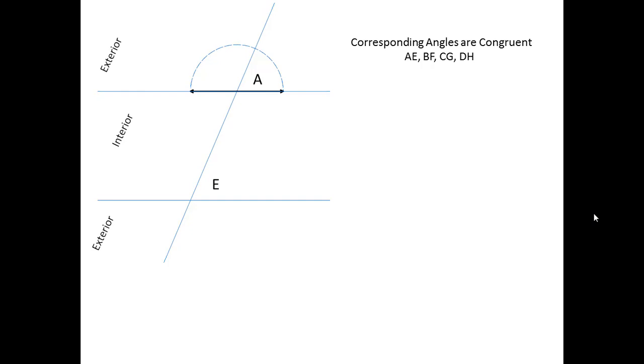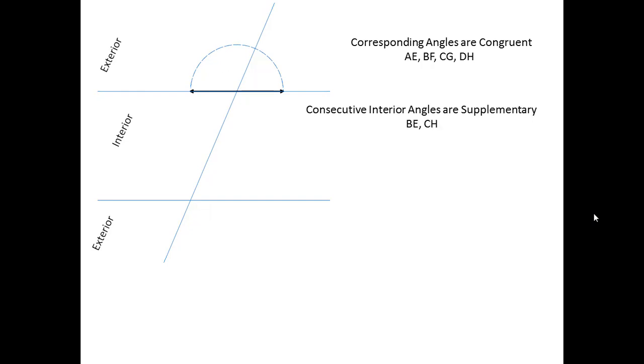A and E are corresponding angles and are congruent. B and F are corresponding angles and are congruent. C and G are corresponding angles and are congruent. D and H are corresponding angles and are congruent. There's sort of a visual, intuitive nature of that, but this is something to establish.